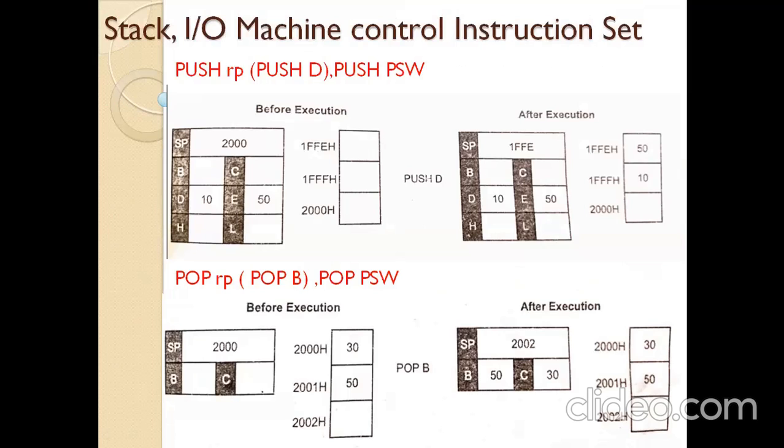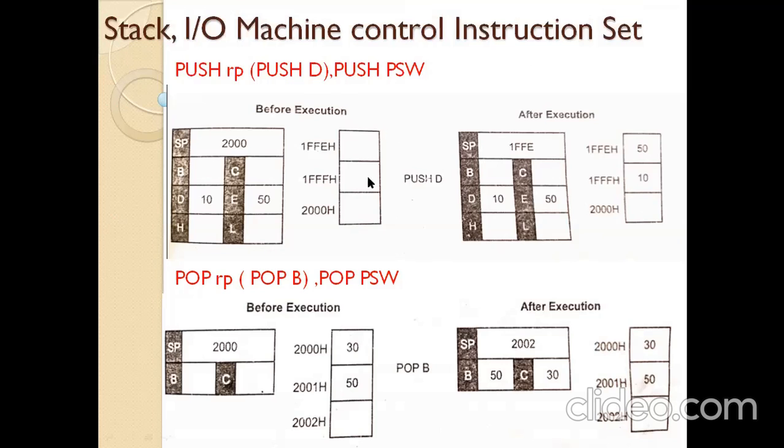There are various types of instructions available. Push RP means register pair: push D, push H, push B, and push PSW. Likewise, pop RP means pop B, pop D, pop H, and pop PSW. There are 8 instructions available.